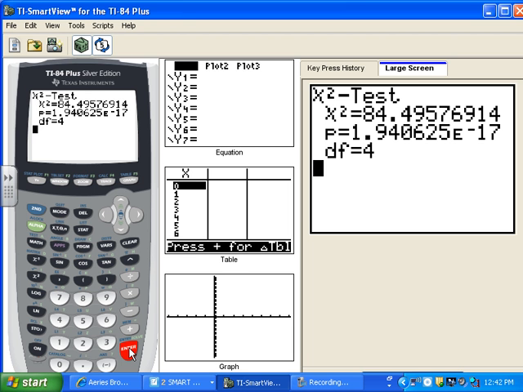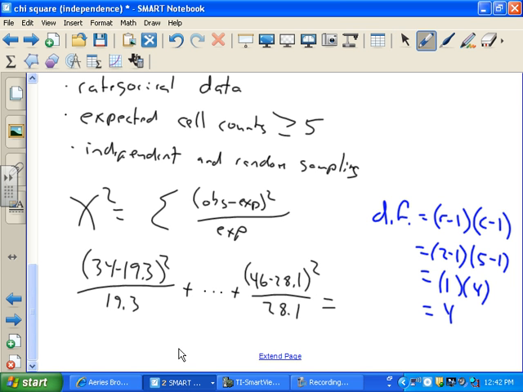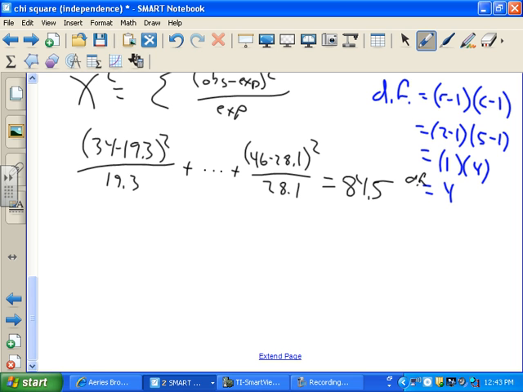We've got a chi-square value of 84, call it 84.5. It should make sense if you have a chi-square of 84.5. Oh dear Lord, that's going to be a very small p-value. That's huge. All the way to -17. And notice that the degrees of freedom is 4 like we had before. So we're going to report our chi-square of 84.5. Degrees of freedom are 4, which gives us a p-value of approximately 0.